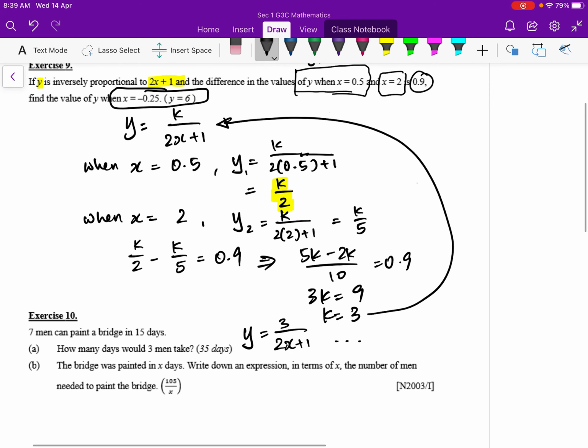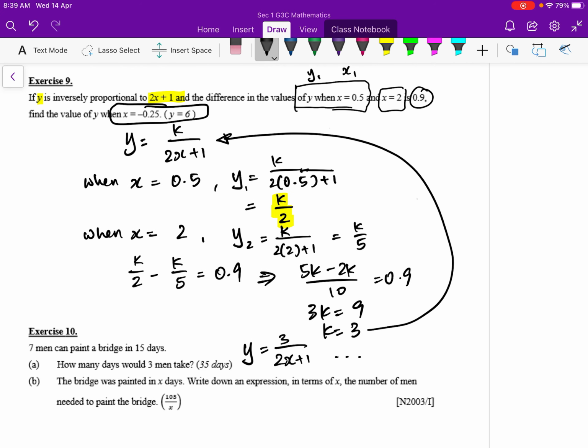Okay, when we have time, if you all remember, just remind me to come back to this, and let's just test out what happens when we are doing it the other way around. K over 5 minus k over 2 equals to 0.9, and then we see whether there is any difference in the answer.